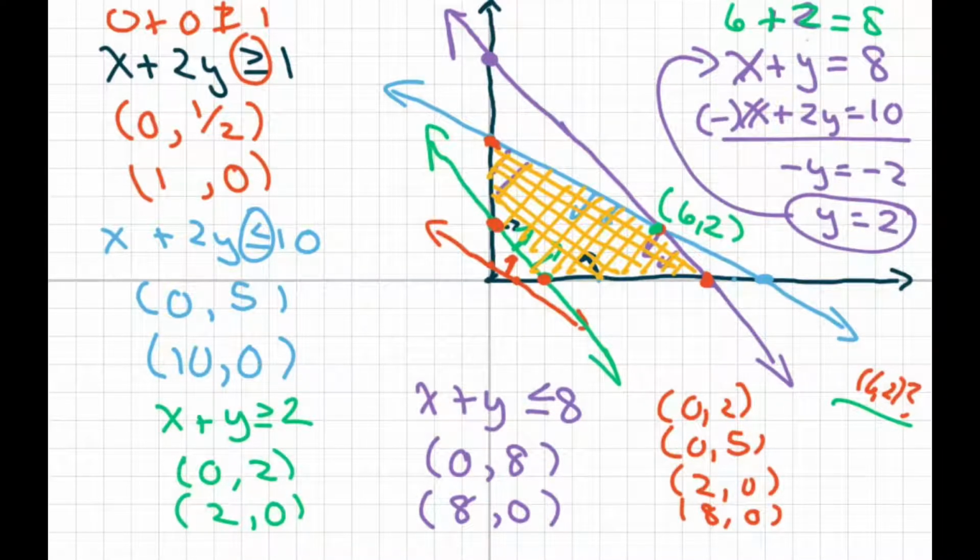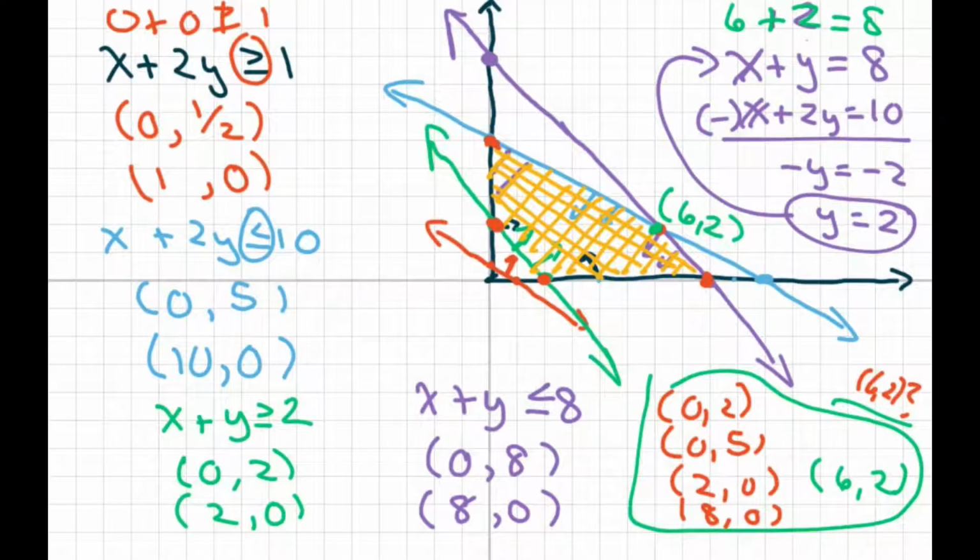All right, and those are yours. Let me write it down, 6, 2. These are your 5 corner points.